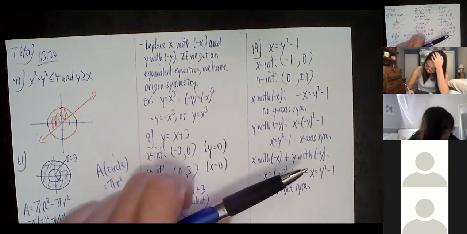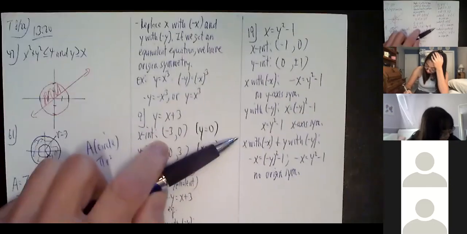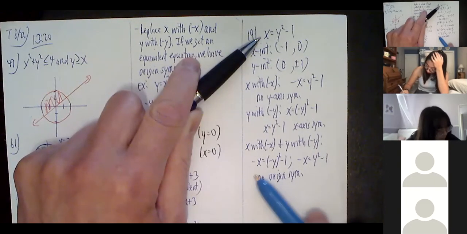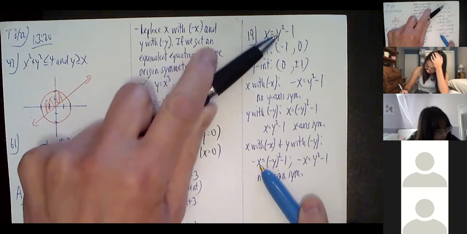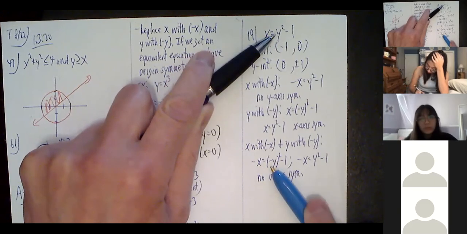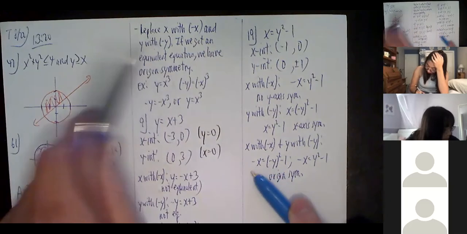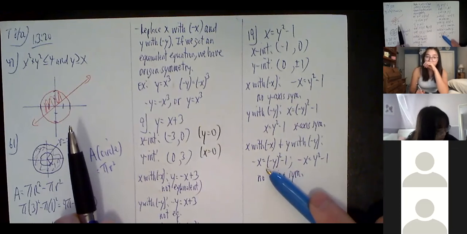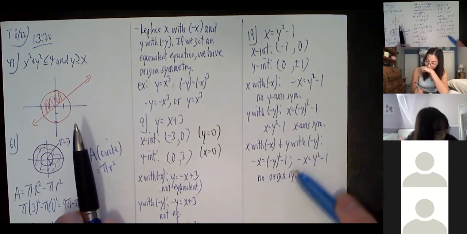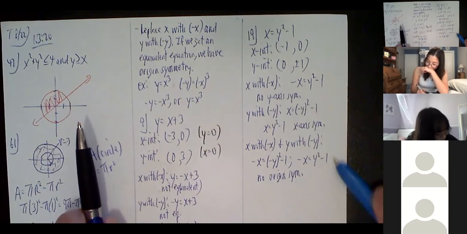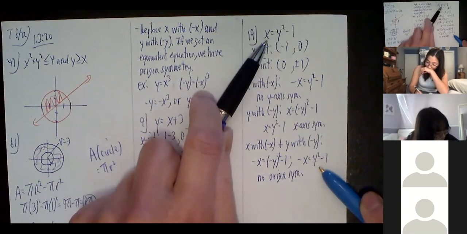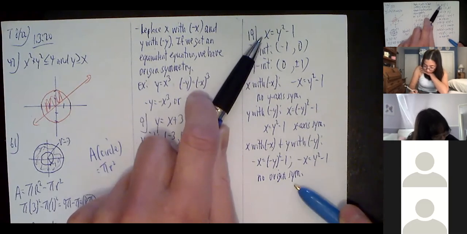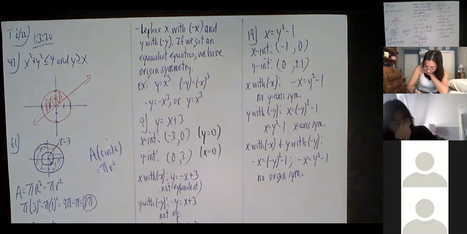And then I do both. Replace x with negative x and y with negative y. So right here, change this to negative x, change this to negative y. So it looks like this. Negative x equals parentheses negative y squared minus 1. Now again, negative y squared is the same as y squared. So I have negative x equals y squared minus 1. So is this whole equation equivalent to the original? No, it is not, because I have an extra negative on the x. So I do not have origin symmetry. So that's the answer for that one.